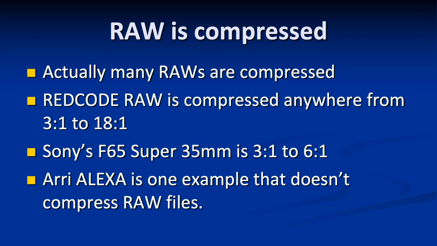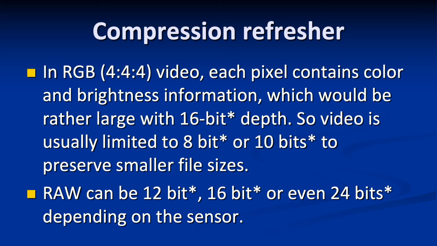Red Code RAW is compressed anywhere from 3:1 to 18:1. Sony's F65 Super 35mm is 3:1 to 6:1. One company that doesn't compress their RAW files is Arri, their Alexa. In RGB video, each pixel contains information, which of course would be large with a 16-bit depth, so video is usually limited to 8 or 10 bits to preserve file sizes from being too large. RAW can be 12-bit, 16-bit, or even 24-bit, depending on the sensor.